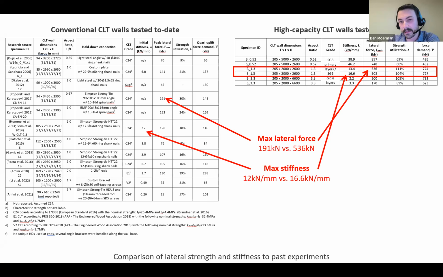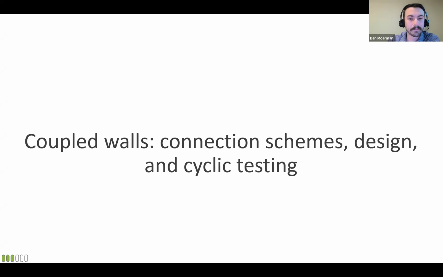So I think generally speaking, we can say from these cantilever wall tests, we can get really high capacities out of these CLT shear walls. And that opens up all sorts of new opportunities for using them in buildings. Now on to coupled walls.